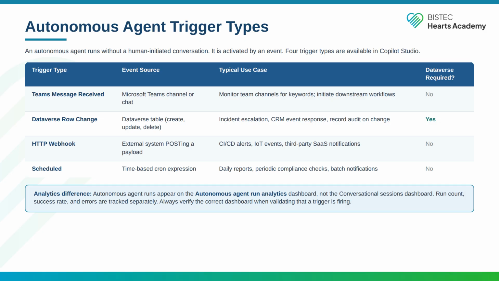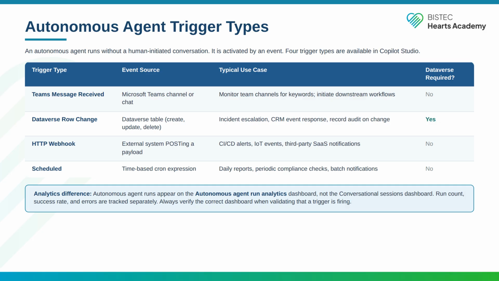There are 4 trigger types available in Copilot Studio. Teams message received fires when a keyword or pattern appears in a Teams channel or chat. No Dataverse required. Use case: monitor an operations channel for escalation keywords. Governance consideration: the agent reads Teams messages, so review DLP and information barrier policies.